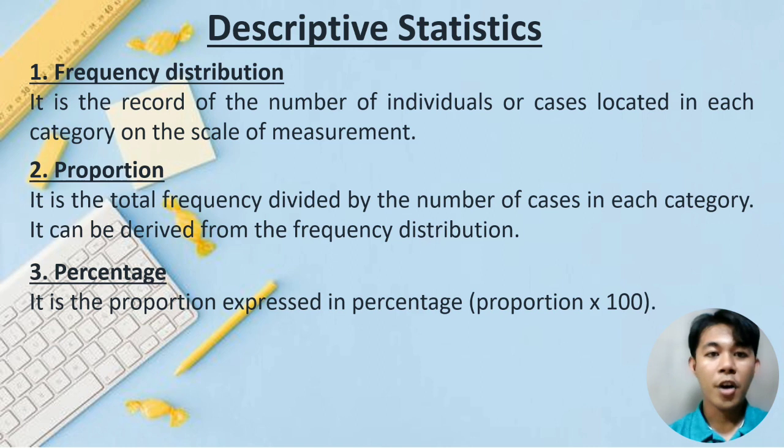So frequency distribution is represented in either a graphical or tabular format that displays the number of observations. Second, proportion. Proportion is the total frequency divided by the number of cases in each category. It can be derived from the frequency distribution.